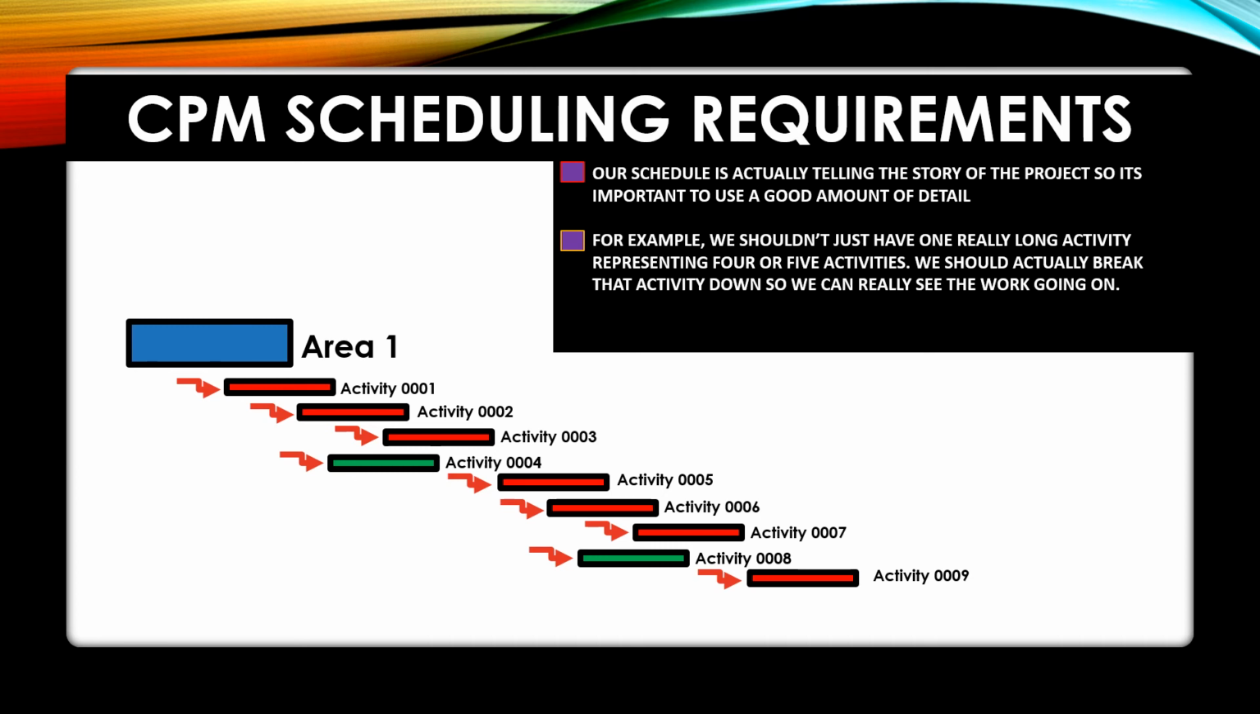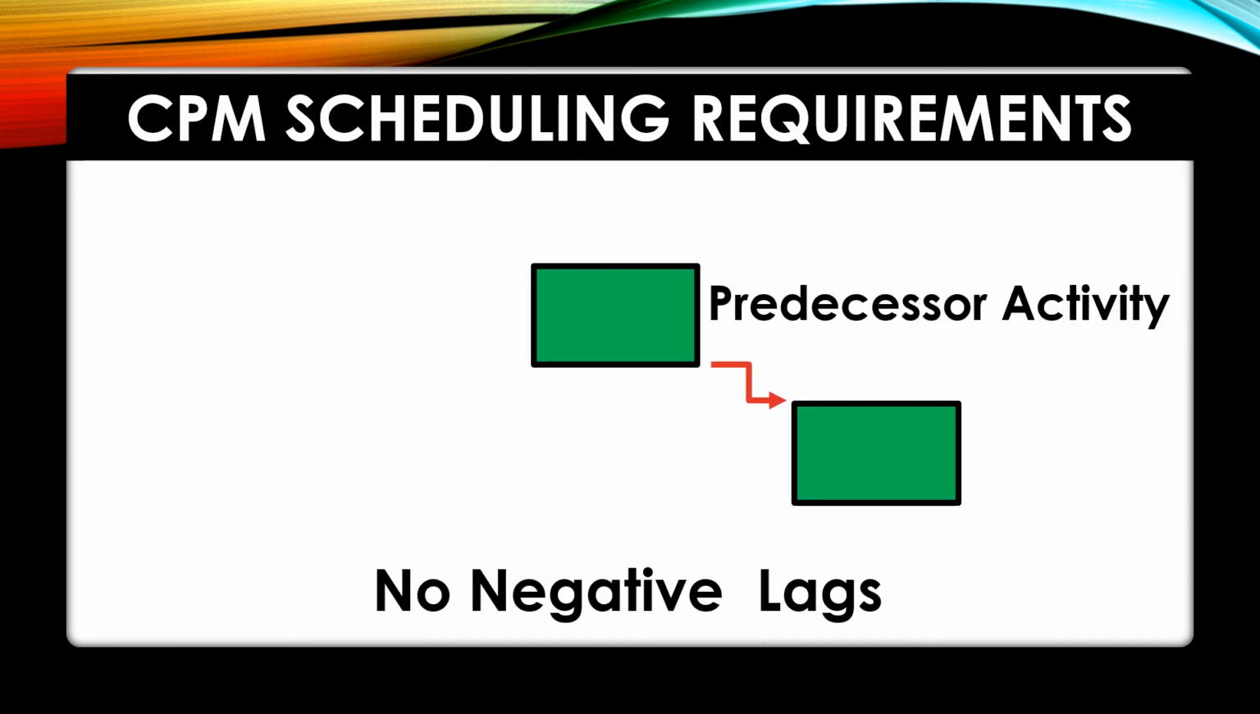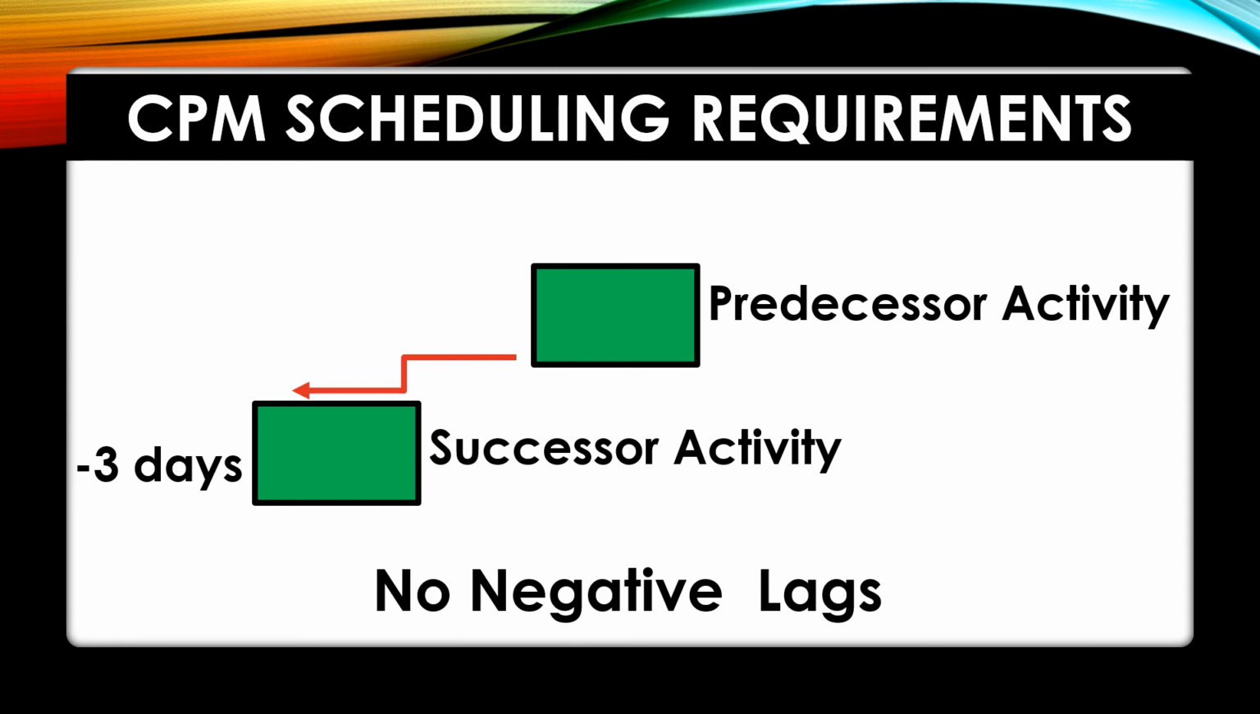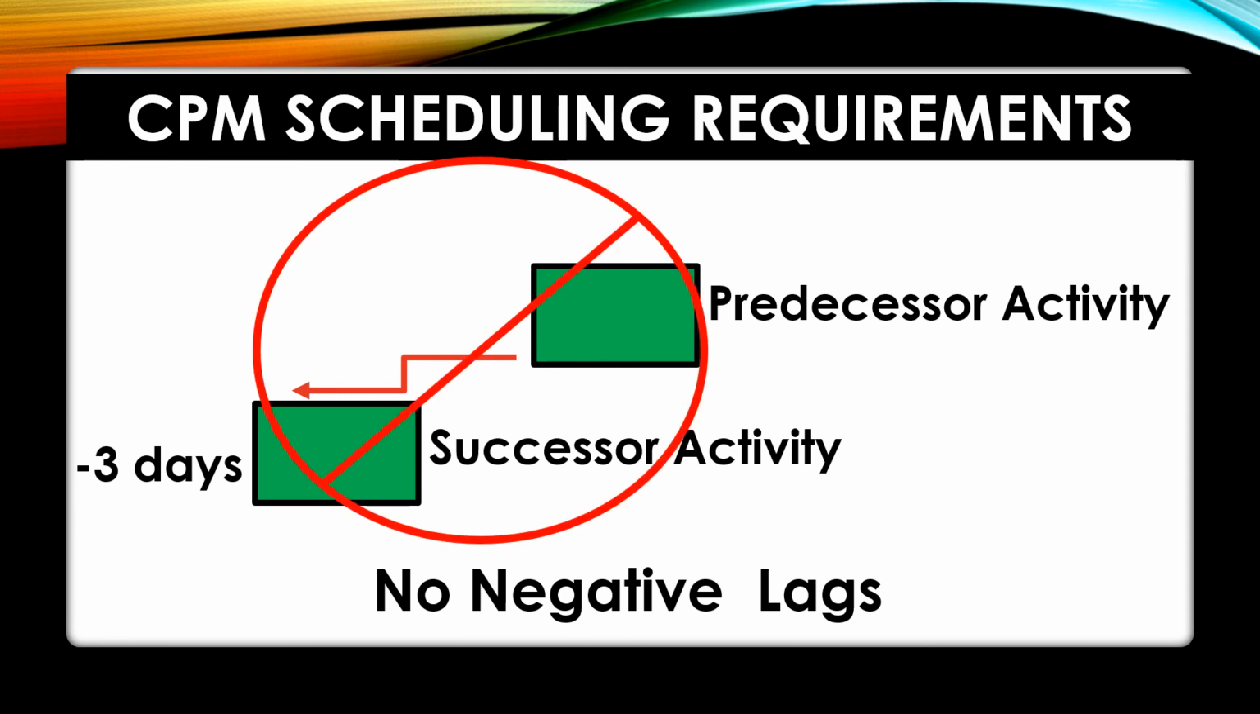And finally, number 4, never use negative lags. This is incorrect logic and will put your work out of sequence. A successor activity can never start or finish before its predecessor. If a successor currently does that, then you'll have to go back and actually change the relationship tie. So just remember that. Don't ever use negative lags.